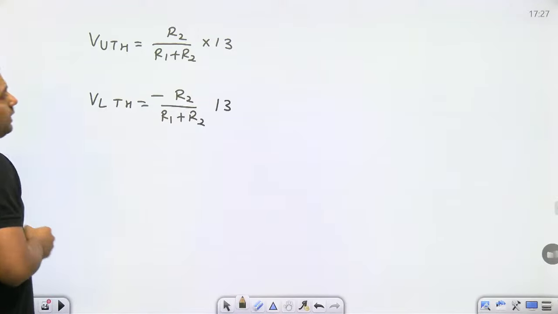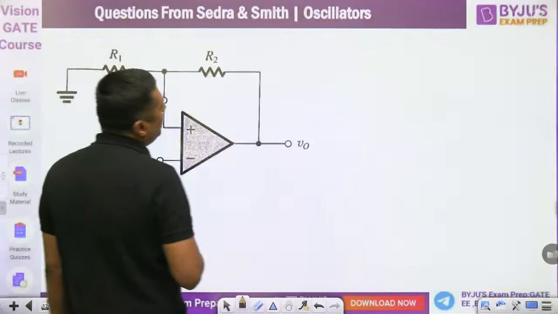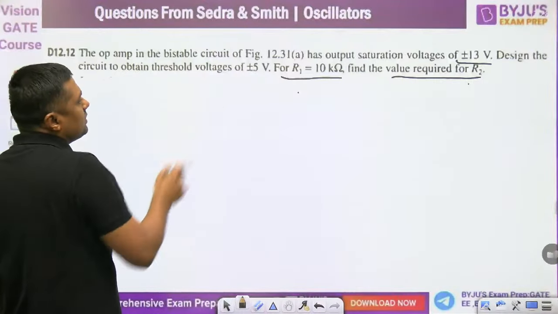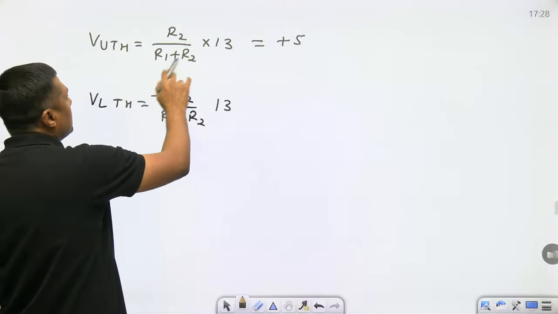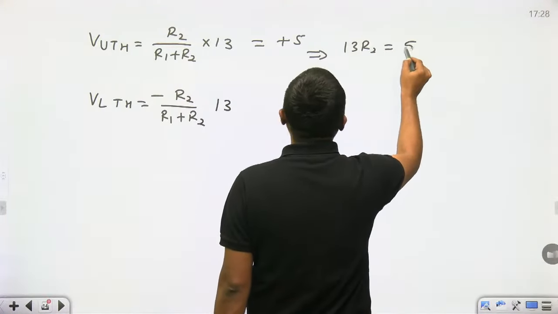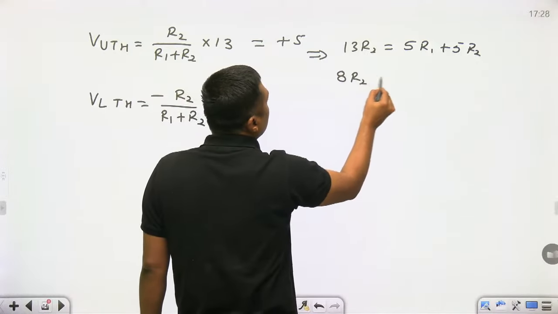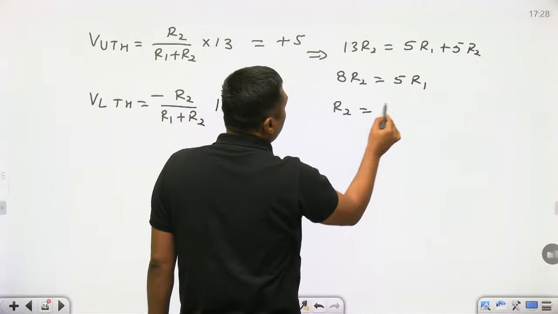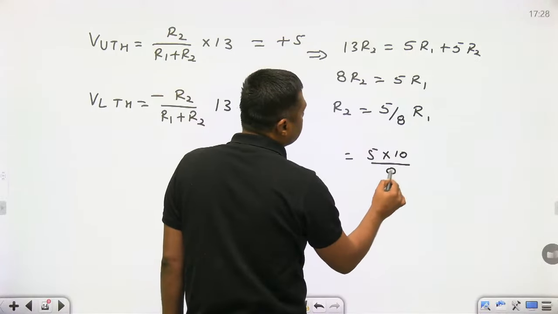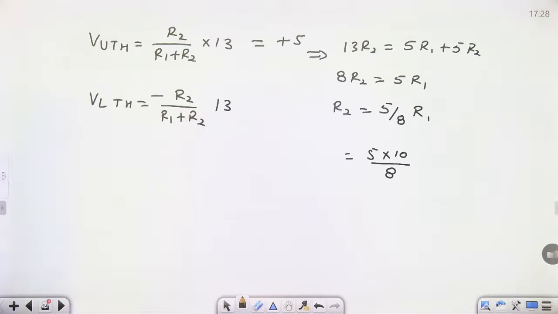Minus 13, and what is required: upper threshold and lower threshold should be equal to plus minus 5 volt. R1 value is given, you have to find R2, very, very easy question. R1 is given as 10. What is the value of R2? From this, 13 R2 is equal to 5 times R1 plus 5 times R2, then this will become 8 times R2 is equal to 5 times R1. So R2 is equal to 5 by 8 R1. R1 is given as 10 kilo ohm, so 5 into 10 upon 8, that is 50 by 8.